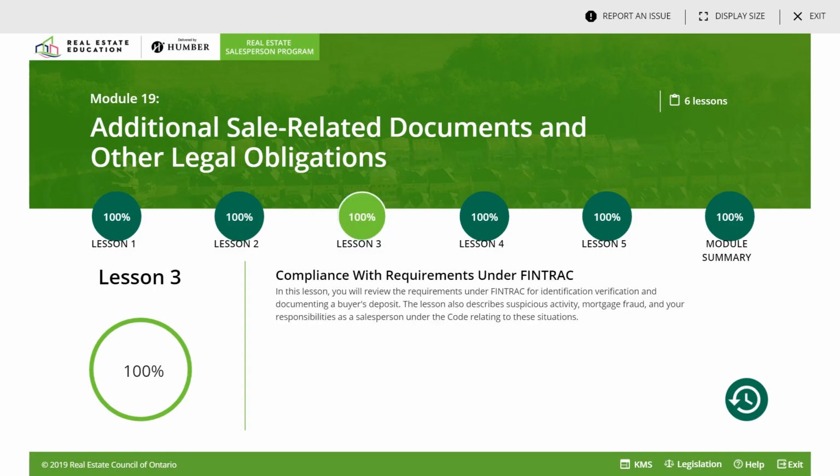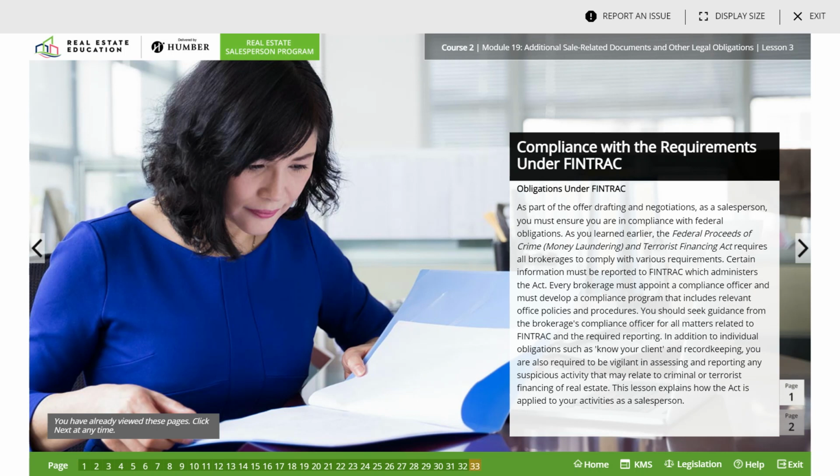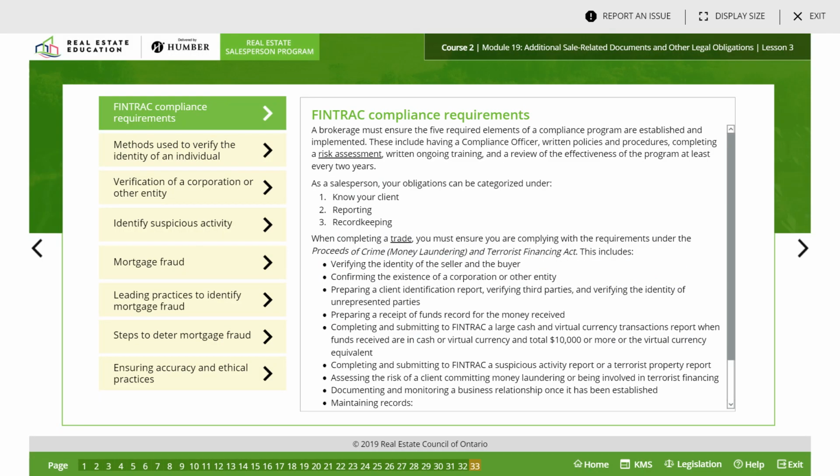So that's lesson 2. Let's move on to lesson 3. Lesson 3 is compliance with requirements under FINTRAC. So, FINTRAC compliance requirements. A brokerage must ensure the 5 required elements of a compliance program are established and implemented. These include having a compliance officer, written policies and procedures, completing a risk assessment, written ongoing training, and review of the effectiveness of the program at least every 2 years.